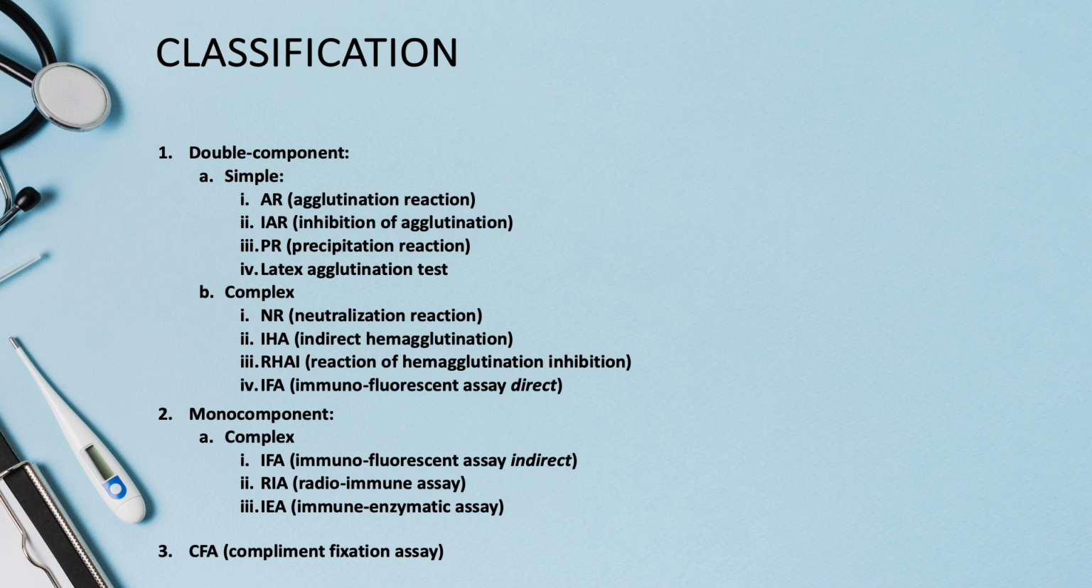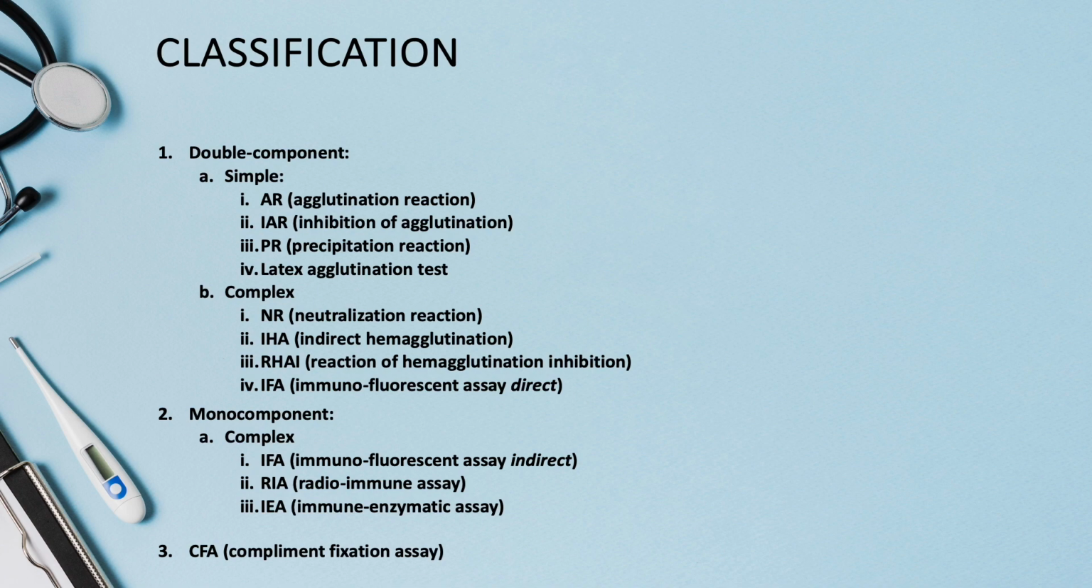And till now we discussed the fact that basically a serological reaction is a reaction between two components, antigen and antibody. Now how can it be monocomponent? All of them should be double component. Why can it be monocomponent? I will explain how it is possible. So if we start with double component, that is mostly classical and mostly clear for you, we can also divide them in two main groups: simple and complex.